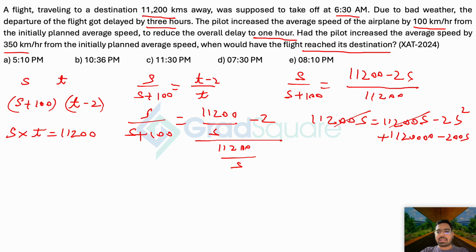So what are we left with? Minus 2S square plus 112 with four zeros minus 200S is what you have, right? So I can divide this entire equation by a minus 2, and the equation that will come out of this will be S square plus 100S minus 56 with four zeros should be equals to 0, right?